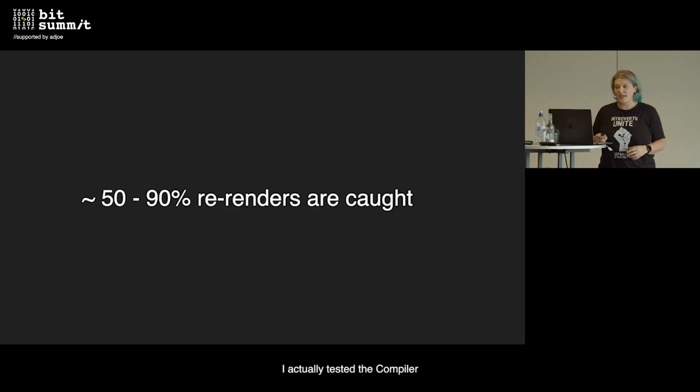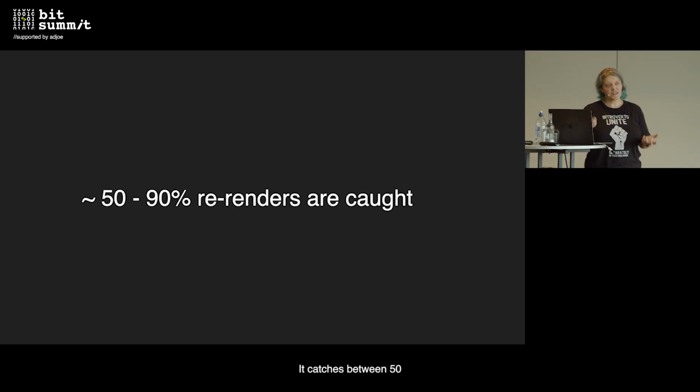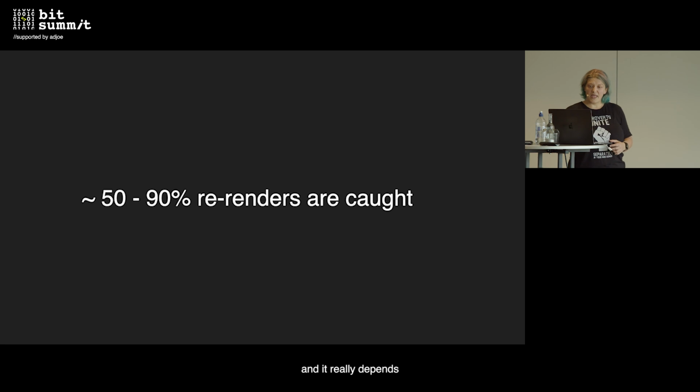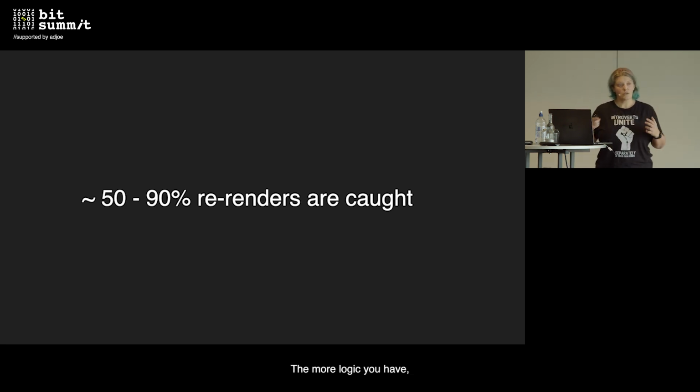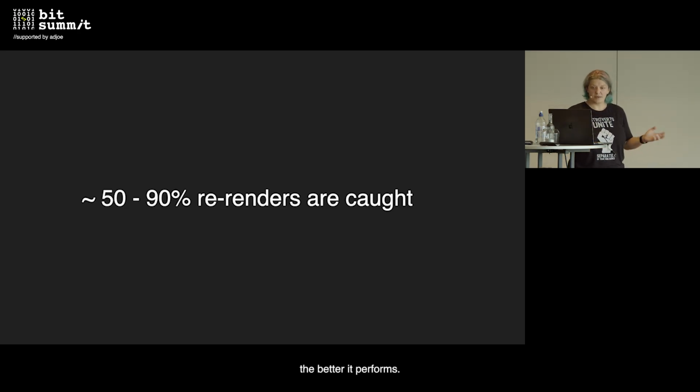I actually tested the compiler on a few apps after that, and the results were almost identical. It catches between 50 and 90% of unnecessary re-renders, and it really depends on how large and complicated the component is. The more logic you have, the more complicated dependencies, the worse the compiler will perform. The simpler the code, the better it performs.